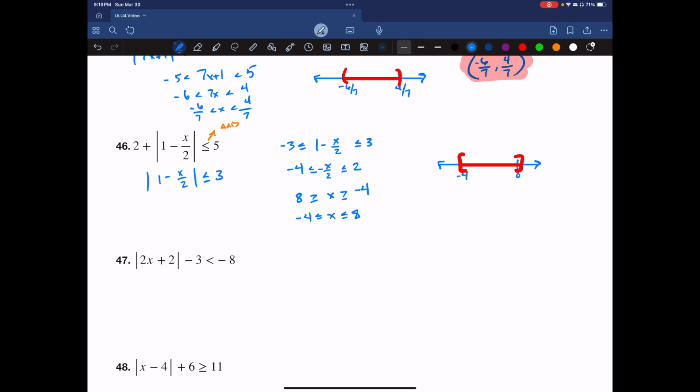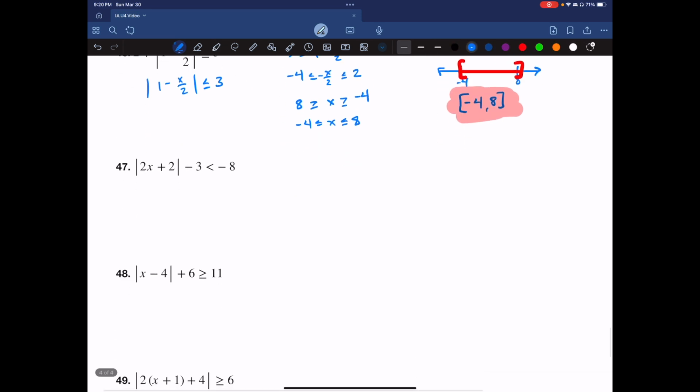Okay, so this is going to be -4 comma 8, with brackets on both sides. There you go. Now, again, you always want to get the absolute value by itself before you make any decisions. It's going to be the absolute value of 2x plus 2. When I subtract 3 from both sides, it's going to be less than -5.